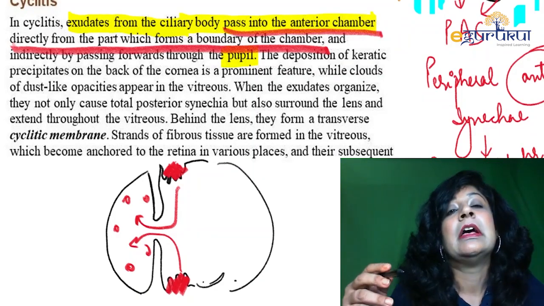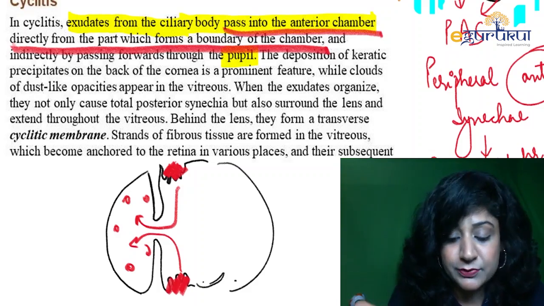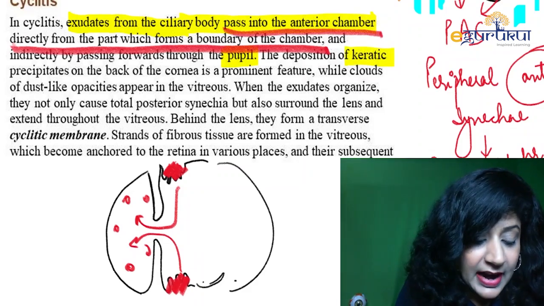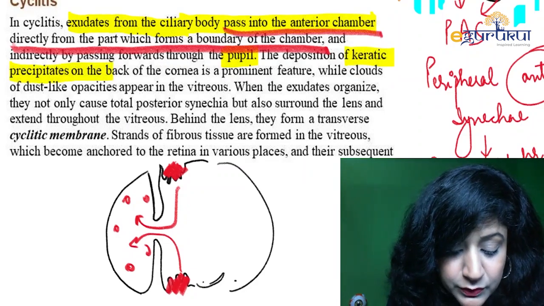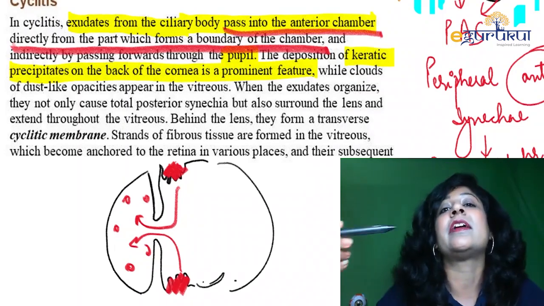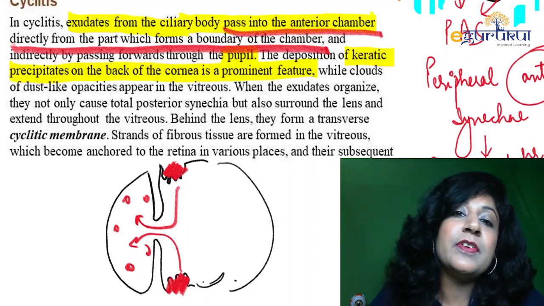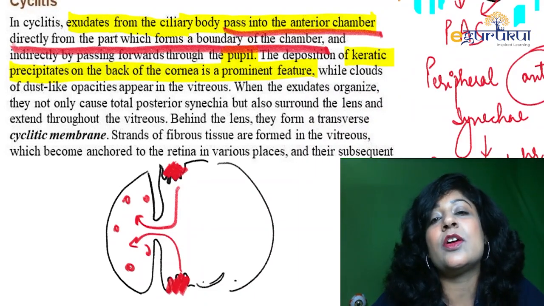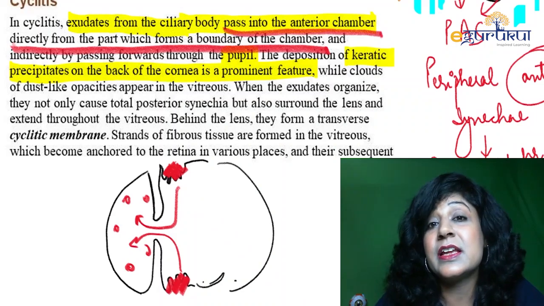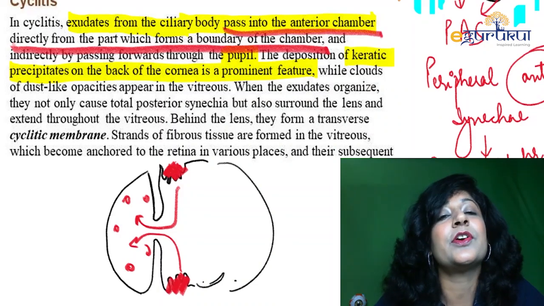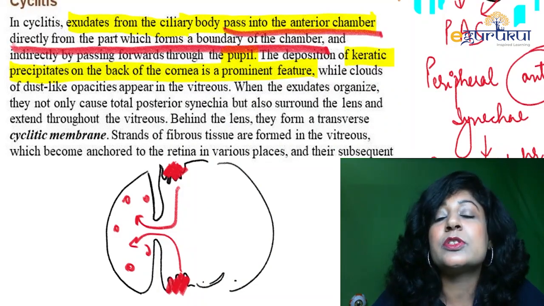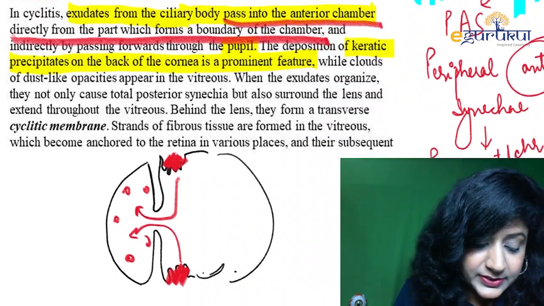and we have a lot of deposition of these inflammatory cells on the posterior surface of the cornea. So this will be your keratic precipitates on the back surface of the cornea, which is a prominent feature, rather I would say it's a pathognomonic feature, the most salient feature. Always remember the earliest sign of the anterior uveitis. The earliest sign of the anterior uveitis is your aqueous flare, while the most important sign is your keratic precipitates.